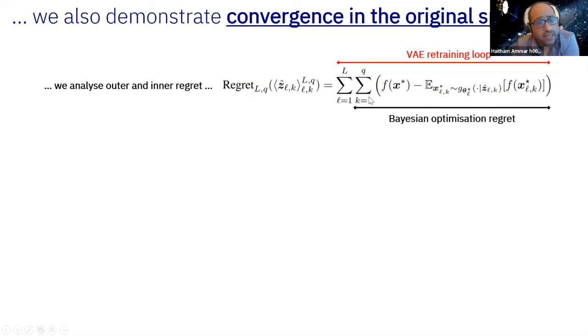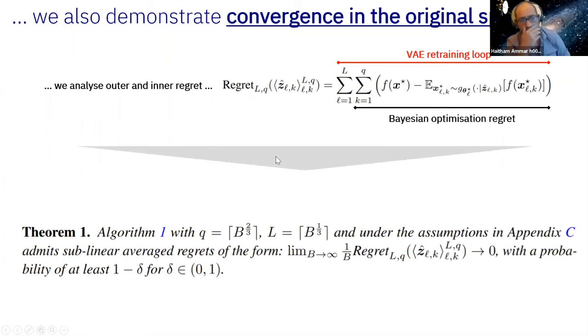The outer part, on the other hand, is the retraining steps of VAEs. So the outer part takes into account how this inner part solution will get affected as we change the VAE over iterations. And then we are able to show the following theorem. So we prove in our paper that we can actually get sublinear regrets asymptotically with high probability. So the average regret of this form, as the budget goes to infinity, will go to 0. And that happens with a probability of 1 minus delta for some small delta.